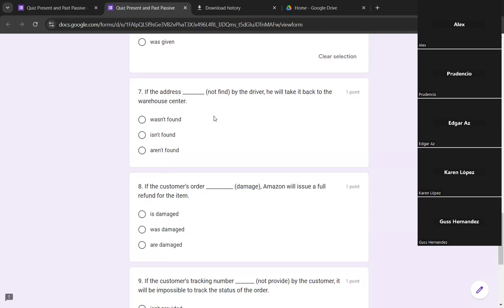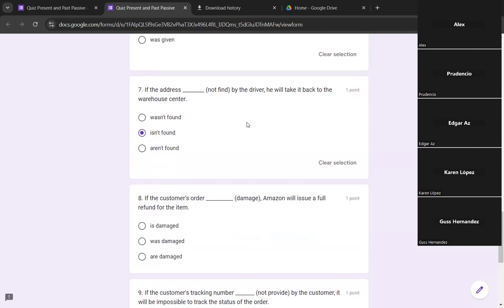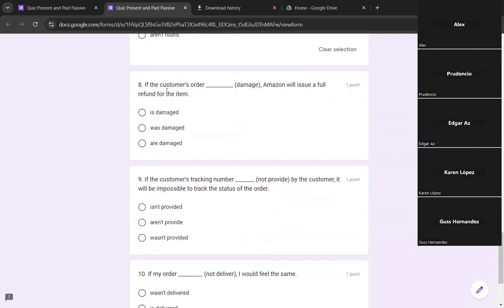Number seven, if the address not found by the driver, he will take it back to the warehouse center. Wasn't found. I think this is more in the present, Alex. So if the address isn't found. Isn't found. Perfect.